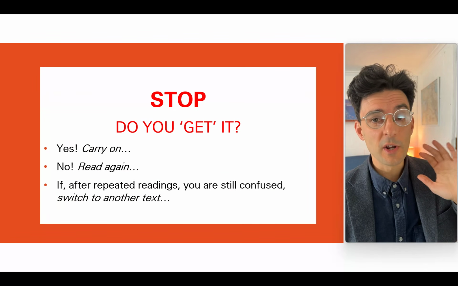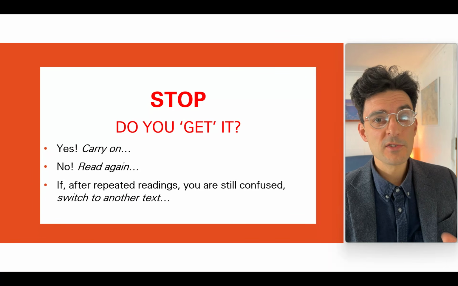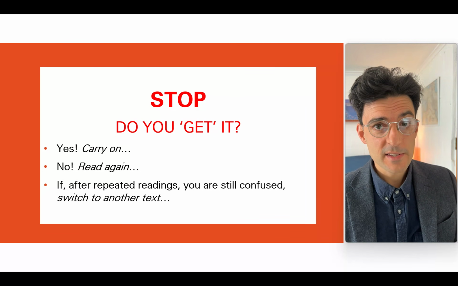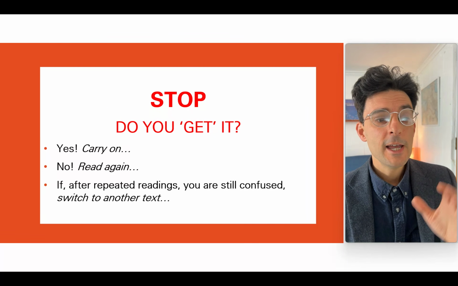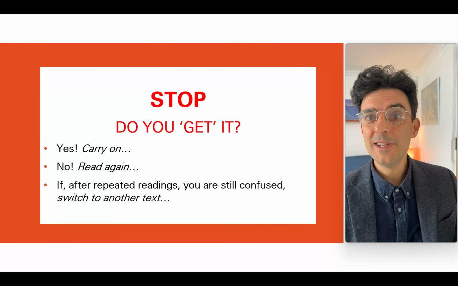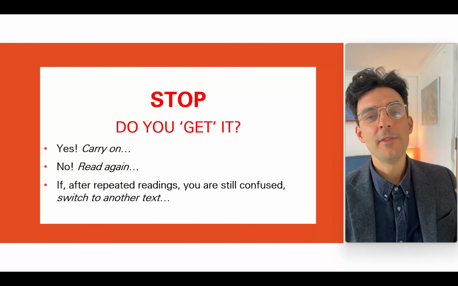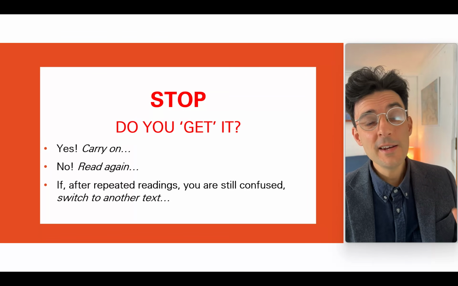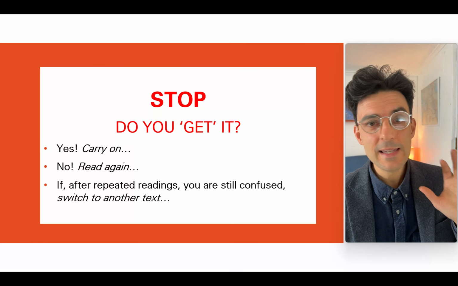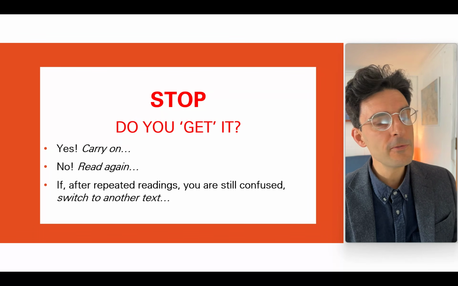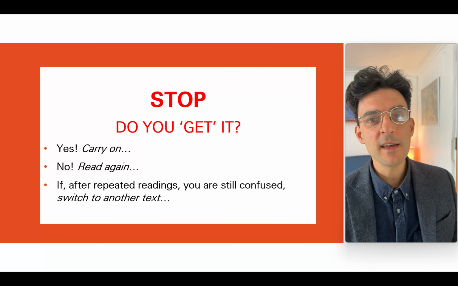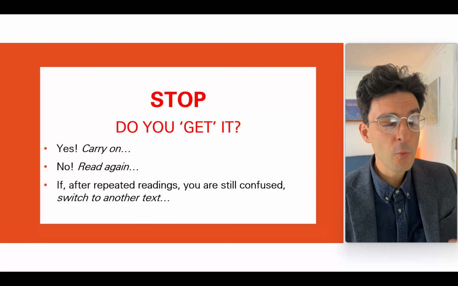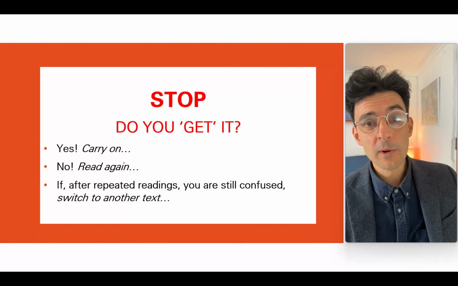And at this point, you're going to stop and you're going to ask yourself the question, do I get it? If the answer is yes, then you can carry on through my process. If the answer is no, I don't get what this thing is doing, then you're going to have to read it again. If, after repeated readings, you still do not really get this text at all, like it's a poem that's so confusing to you, you can't even begin to understand it, then what you should do is go and do one of the other texts. Don't waste any more time on this text. Go and look at another one.